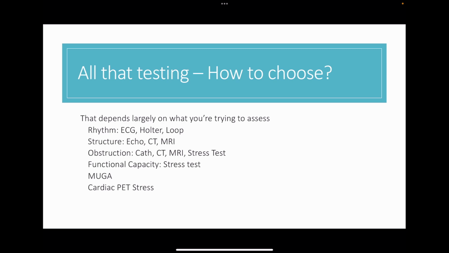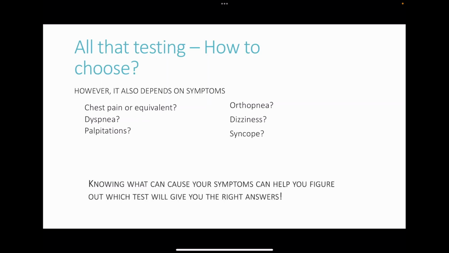Functional capacity, how in shape is your patient? Can they still do activities? There you do a stress test. MUGAs and PET stress are also available as well. So it really depends on their symptoms. What are they coming in with? Chest pain, you got to rule out ischemia. How do you do that? Stress tests. That's how you stress the heart and see if there's any ischemia that comes about.